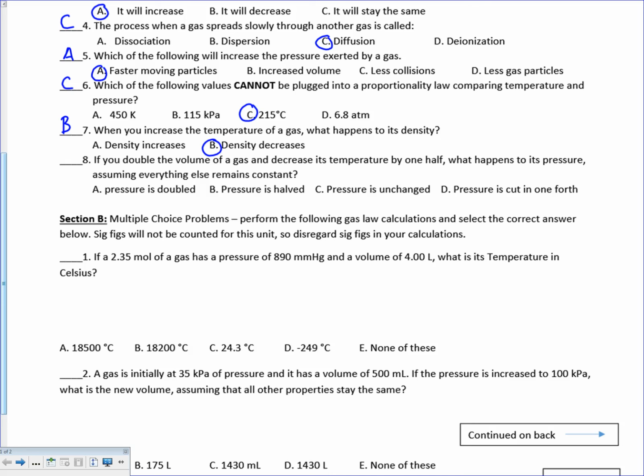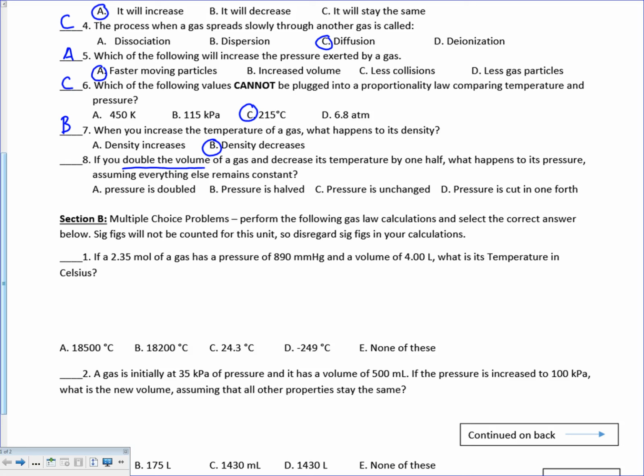Number 8, it says if you double the volume of gas and decrease its temperature by 1/2, what happens to the pressure, assuming everything else is constant? So I would break this down into two things. We're looking at what happens to pressure. So first think of doubling the volume. Volume and pressure are inversely proportional, so doubling the volume cuts the pressure in half.